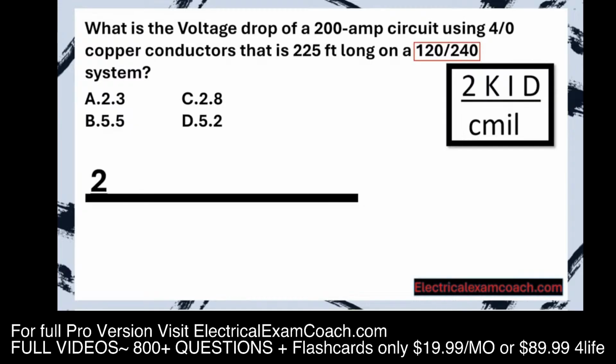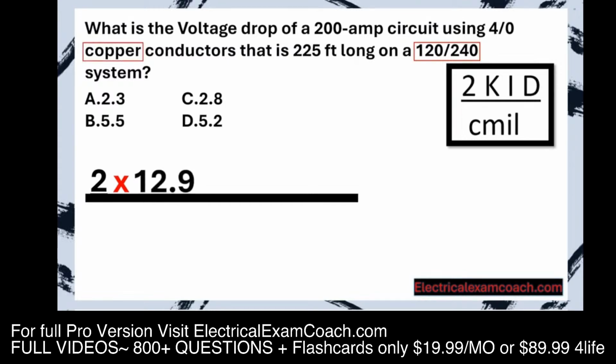Then I like to go ahead and put my X down for multiplication so I don't get my numbers mixed up. Then let's go to the K, and that's going to be dependent on the type of conductor. And in this case, it's copper. So the K factor for copper is 12.9.